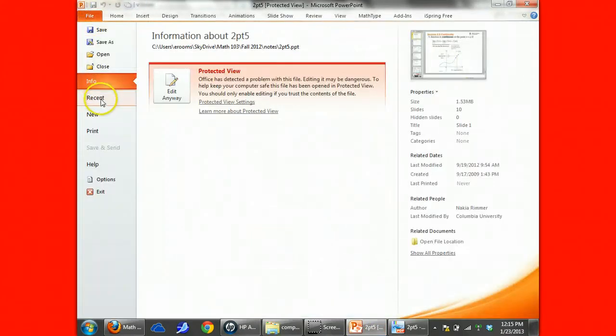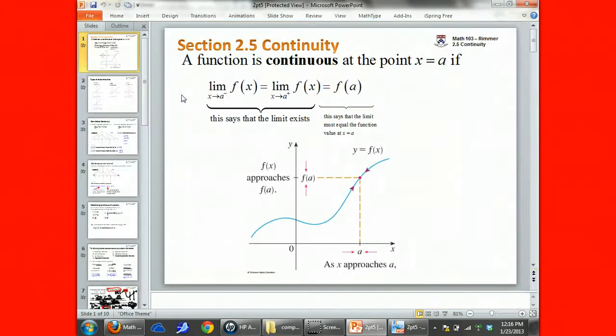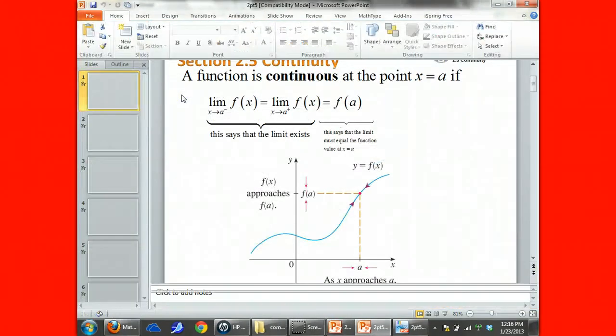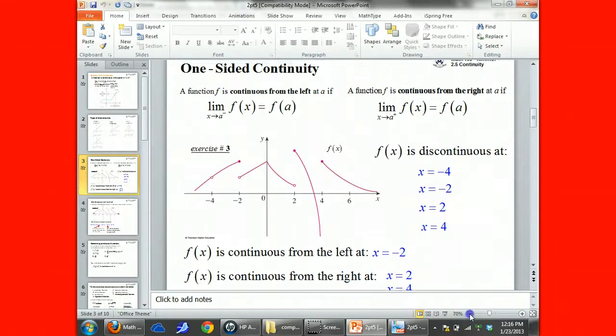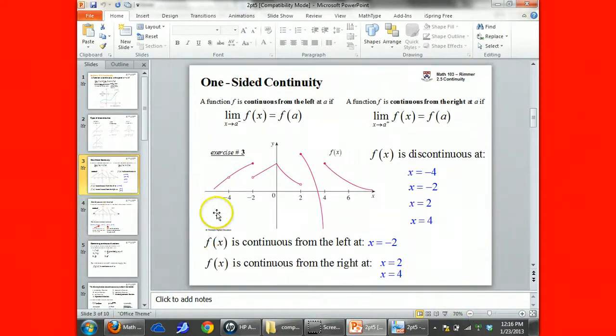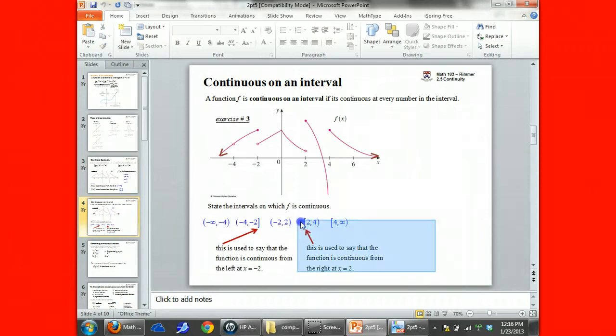That's weird, it won't let me. How do I change this thing? Edit anyway. Oh, there it is. I didn't see that option. Edit anyway? It's going to let me? Sorry. There we go.